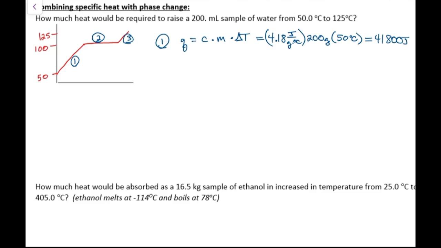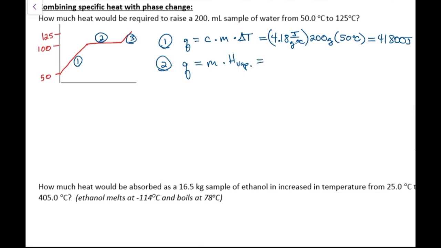And then we move on to step 2, where the water's boiling. We're not going to be using specific heat because the water's boiling. We're going to be using the heat of vaporization, so it's just mass times H vap. And I know it's vaporization, not fusion, because I'm at the boiling point. If I were at the freezing point or melting point, I'd be using fusion.